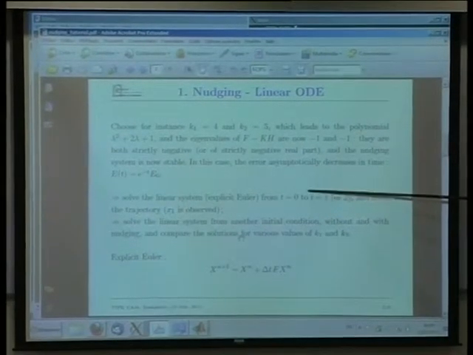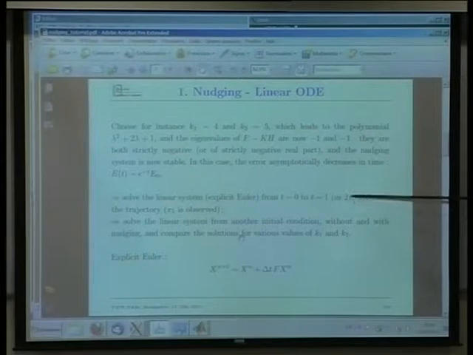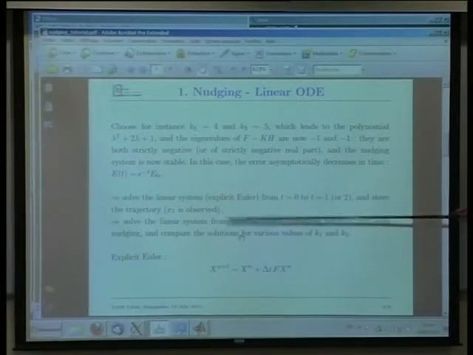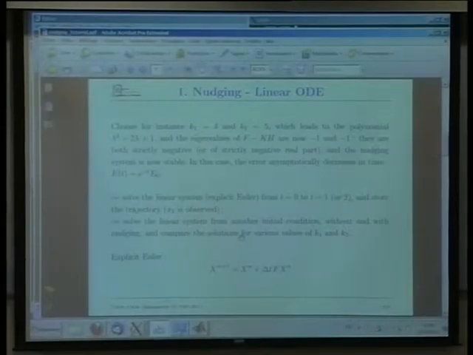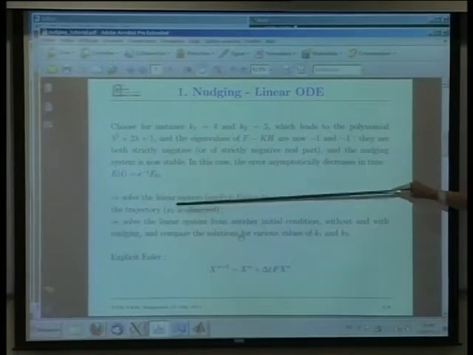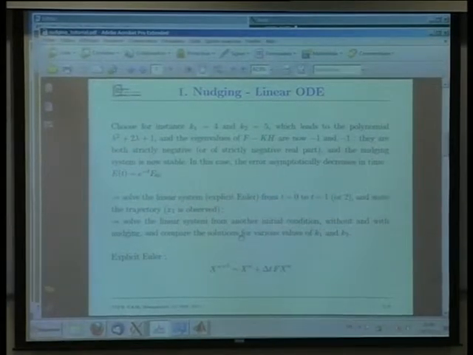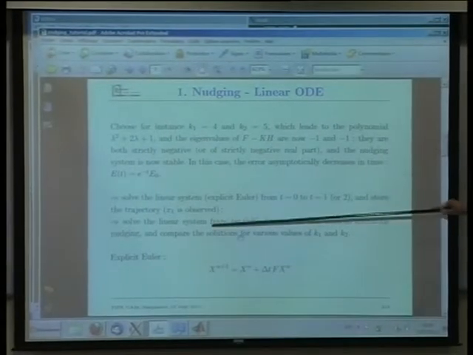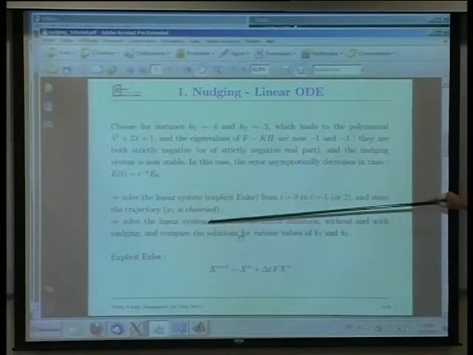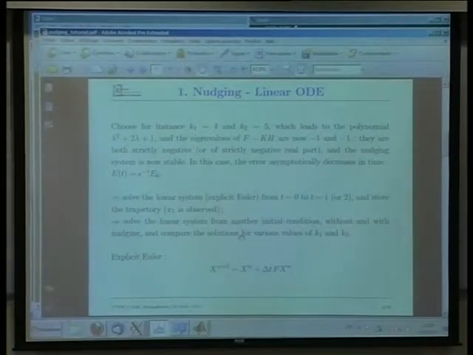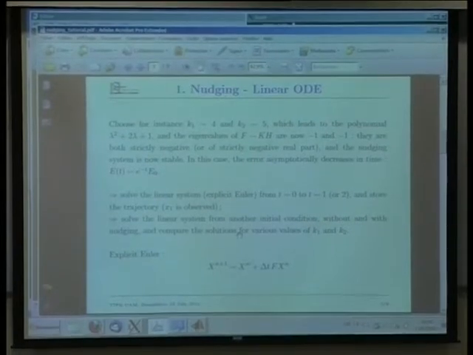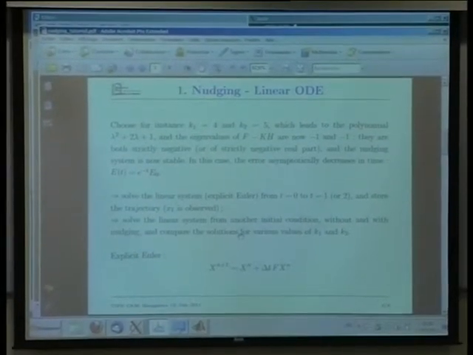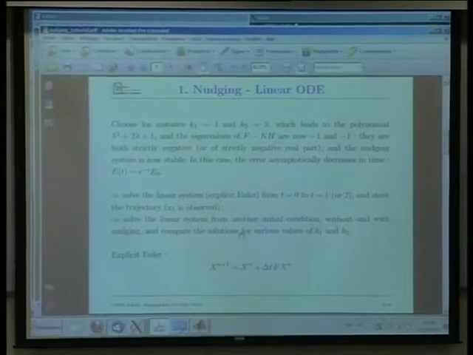So you can do it, for instance, between t equal to 0 and t equal to 1 or 2. Then you choose an initial condition and you store the solution. Because you remember that x1, the first component, is observed, so you have to store it. And then you solve again this linear system from another initial condition, and you will see that the solution probably will not converge to the other solution.